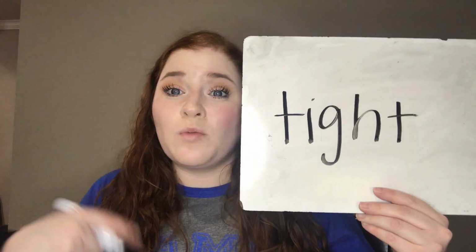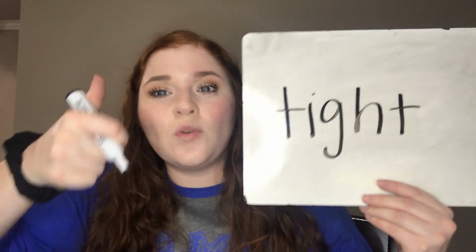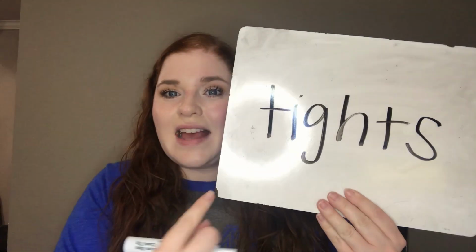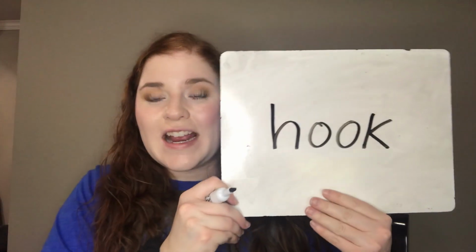All right guys, this word is tight. So we need to see if we need to make this word plural by either adding S or ES. So go ahead and take a second to think, does it end in S, X, Z, CH, or SH? If it does not, we're just gonna add a plain S. And it does not end in any of those things, so we are just going to add an S to the end. So this word now says tights. It means that we have more than one pair of tights. Awesome job.